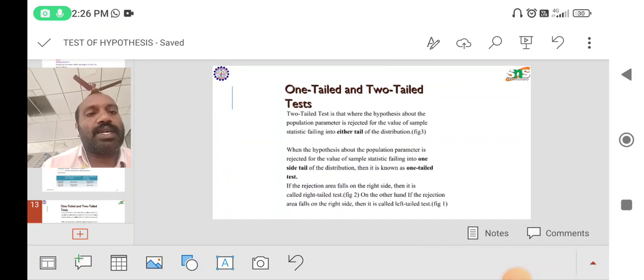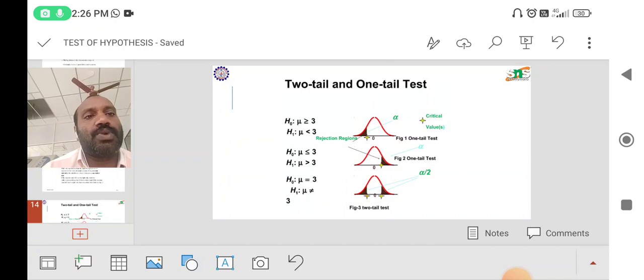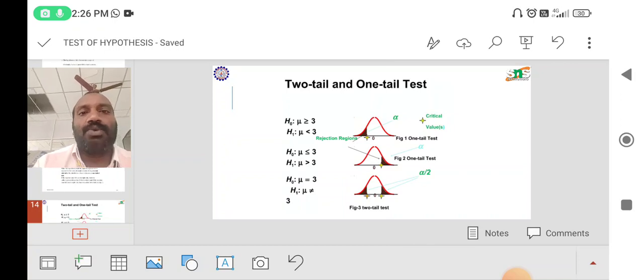Then there are one-tailed and two-tailed tests. So these are the two-tailed and one-tailed tests. They will be more helpful for the test of hypothesis.